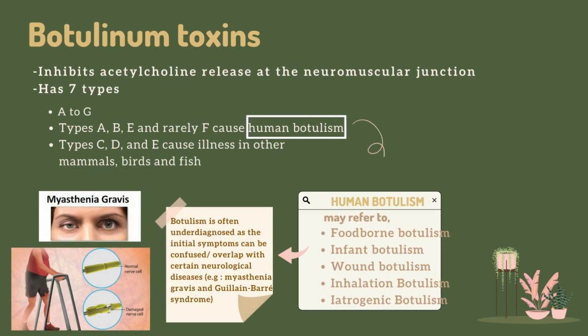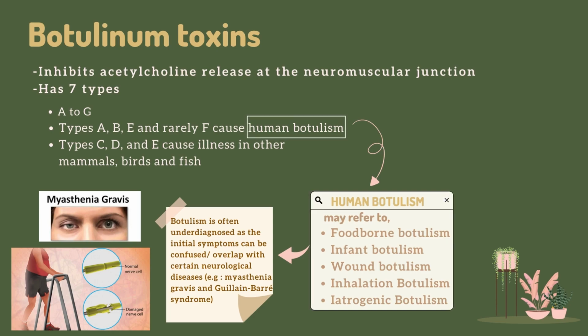What can botulinum toxins do? It inhibits acetylcholine release at the neuromuscular junction. These toxins have 7 types, and they are produced by different strains of Clostridium botulinum. Types A, B, E, and rarely F cause human botulism. Types C, D, and E cause illness in other mammals, birds, and fish.